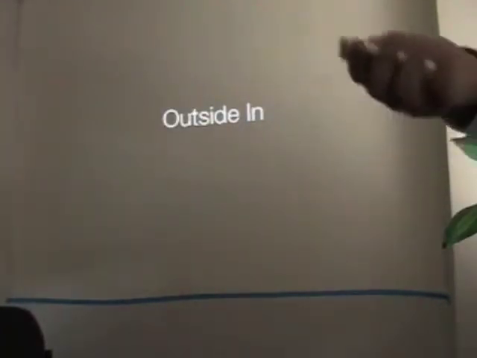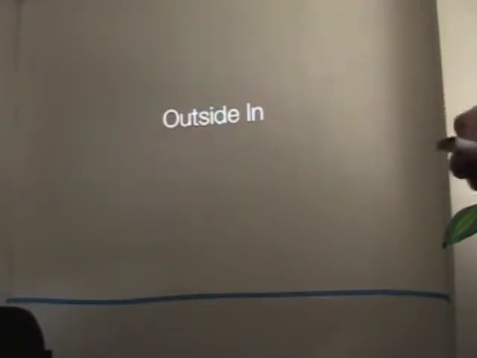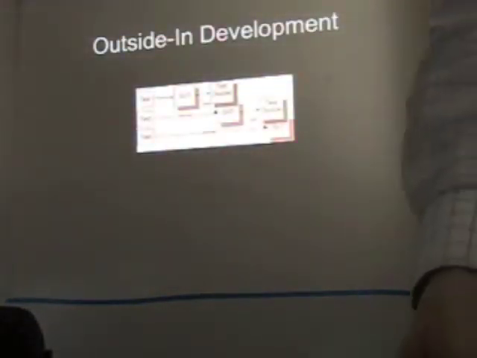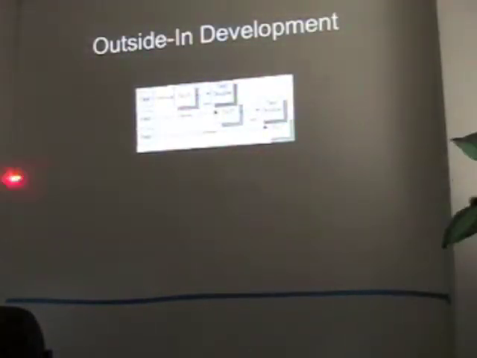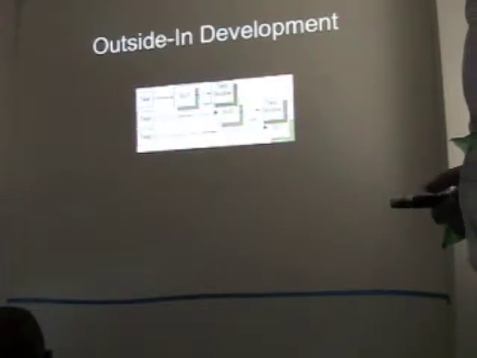This is outside in BDD, inside out with the classic TDD. What does outside in look like? Why is it called outside in? You start from the outside. You always start from the user's perspective, right? You write a Cucumber test or something. How does the user interact with your system? They actually click on add to cart, right?